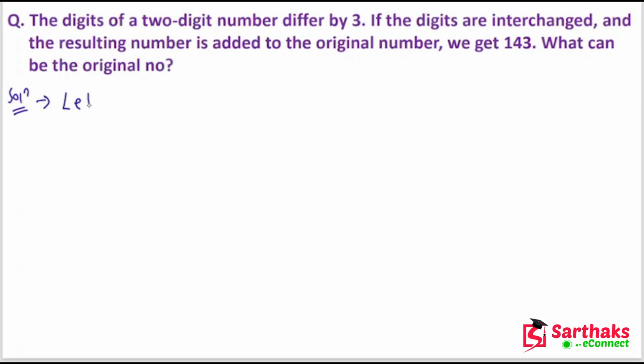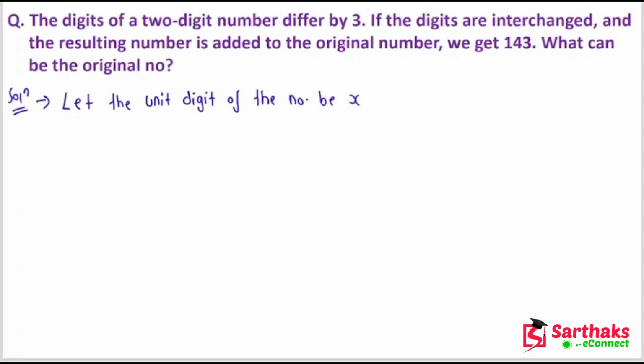So let the unit digit of the number be... which number? The two-digit number we are talking about. Let the unit digit of the number be x. Okay, now it is your choice if you want to take the unit digit as the bigger number.